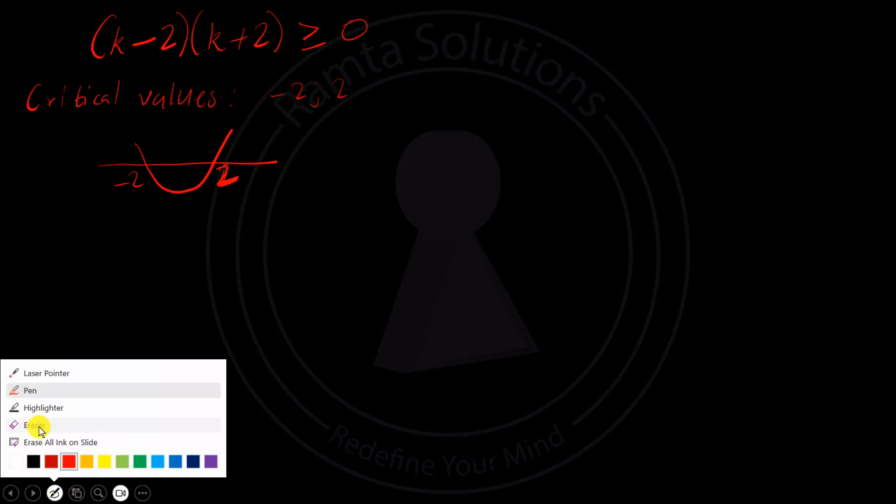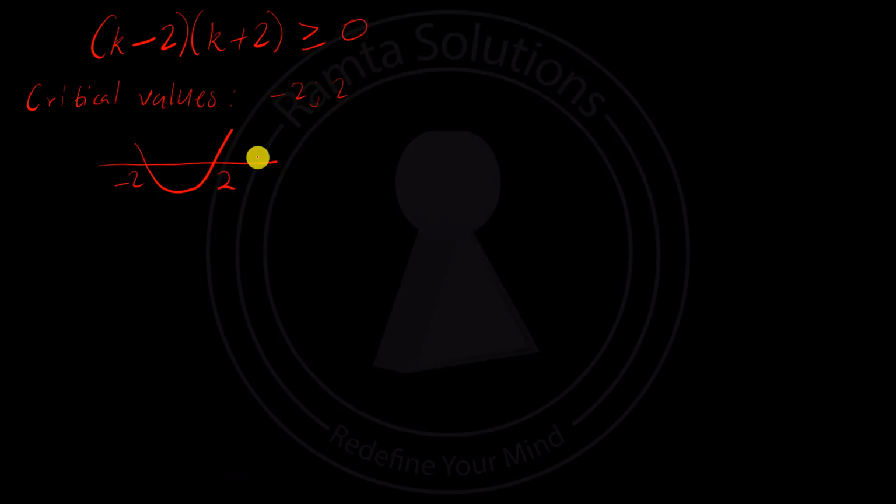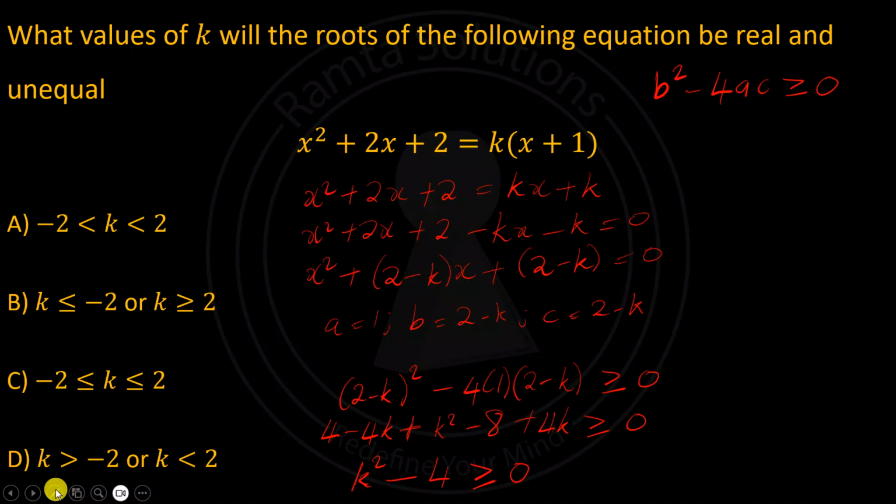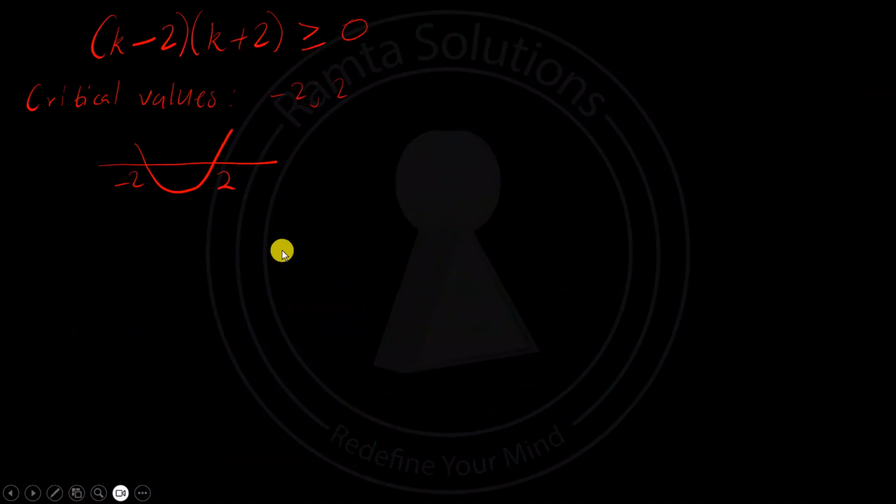Let me write this properly. Negative 2 and positive 2. Going back, we said k squared minus 4 is greater or equal to 0. So we are looking for a region above this line. And therefore, for this to be positive, k must be less or equal to negative 2, or k must be greater or equal to positive 2.